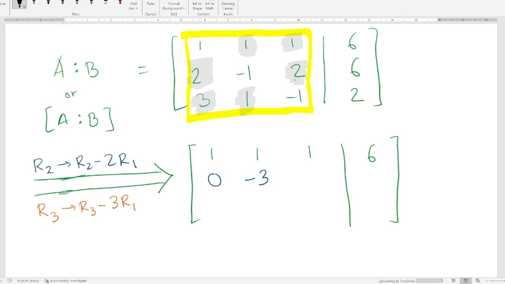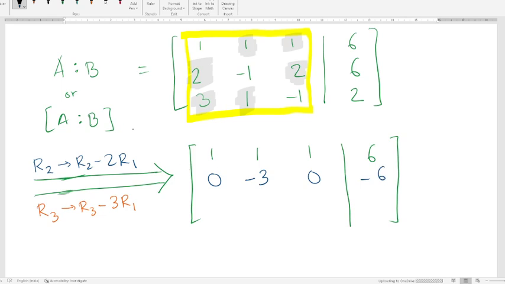2 minus 2 times 1, that is 2 minus 2, that is 0. We got a 0 here. 6 for the fourth column. So 6 minus 2 times 6, that is 12. So 6 minus 12 is negative 6.